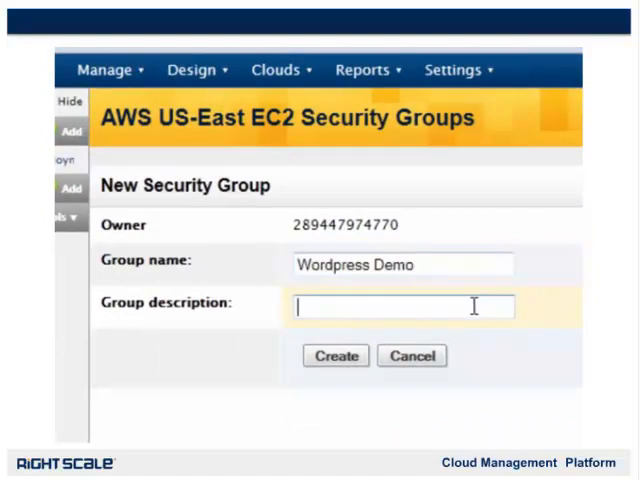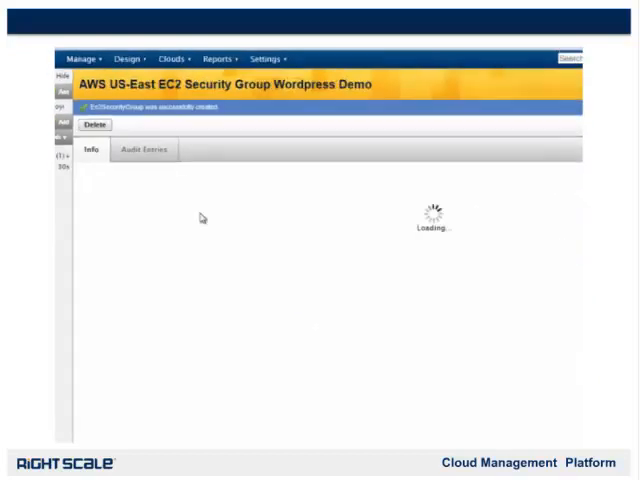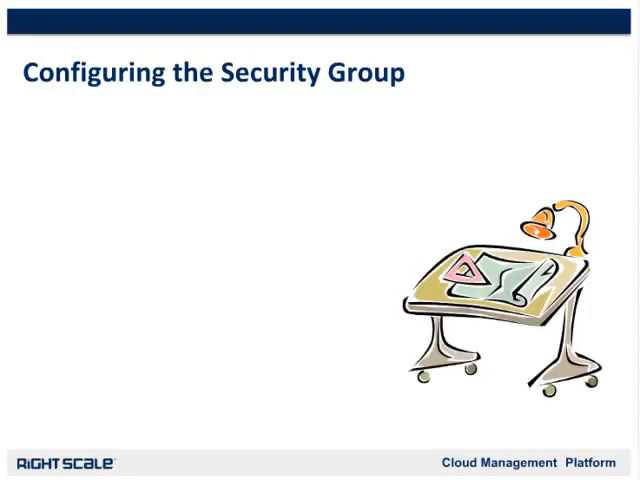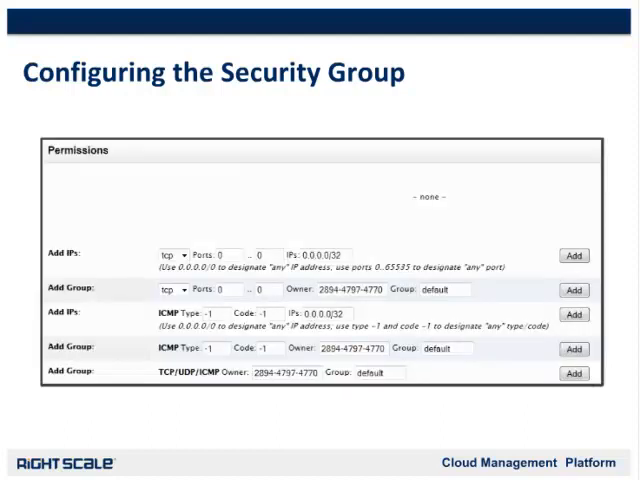The group description can be anything, and then I will press Create to create the security group. Next, we are going to configure the security group. Now, for many applications running in the cloud, configuring security groups can take some planning, and it can get a little technical, which you maybe can see when you look at the fields in the permissions area of the screen. But for our blog, it's a few quick edits and we are done.